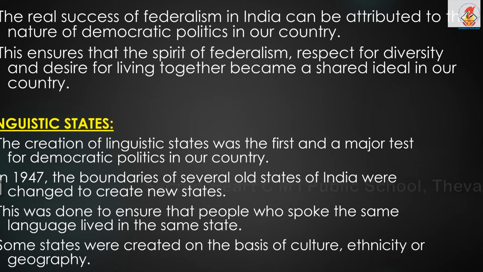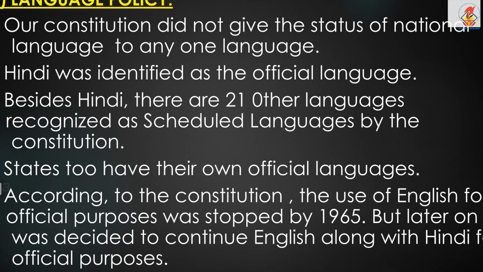This was done to ensure that people who spoke the same language lived in the same state. Also, some states were created on the basis of culture, ethnicity and geography. Under the language policy, our constitution did not give the status of national language to any one language. Instead, Hindi was identified as the official language because most people speak Hindi. Besides Hindi, around 21 other languages were recognized as scheduled languages. States too have their own official languages, like Malayalam in Kerala and Tamil in Tamil Nadu.